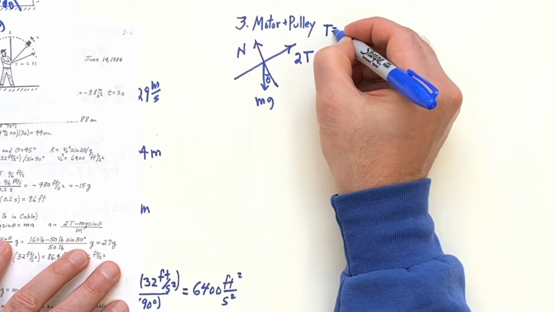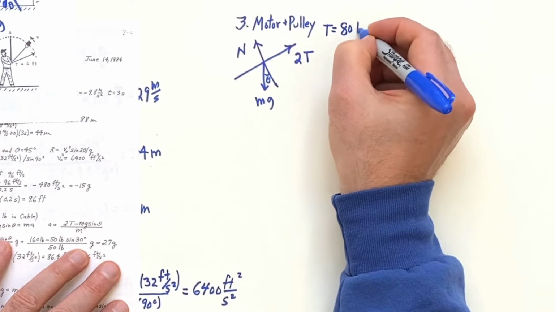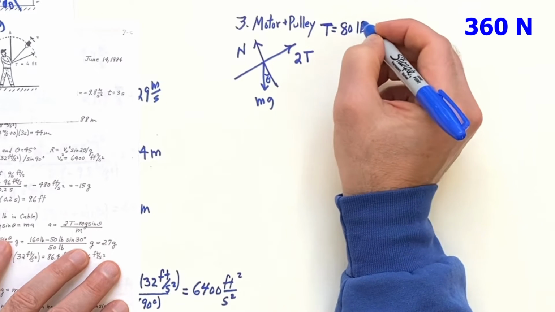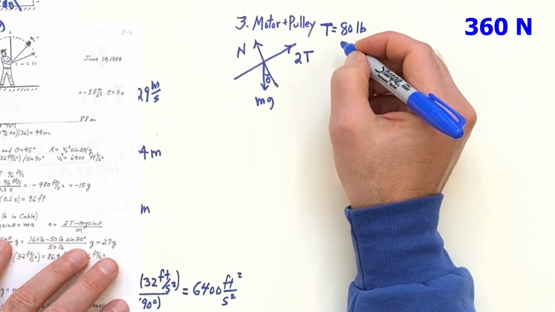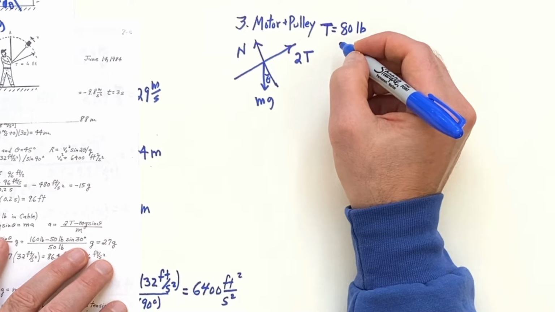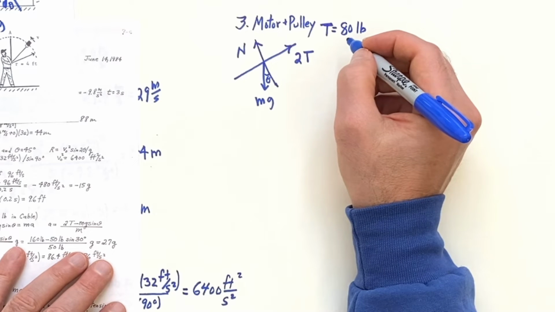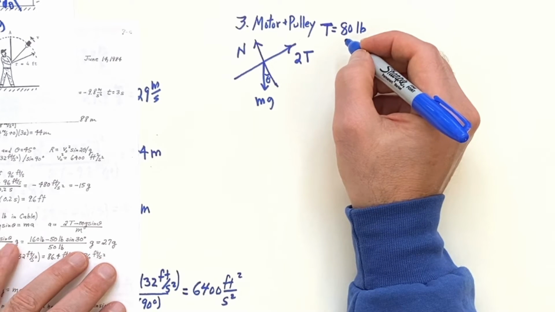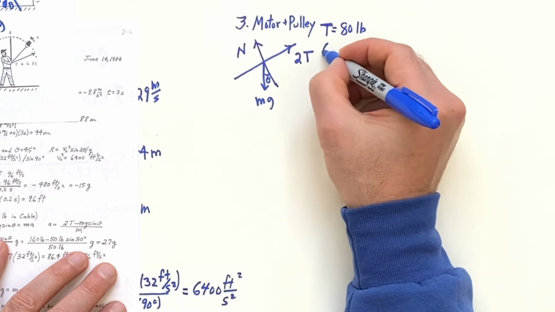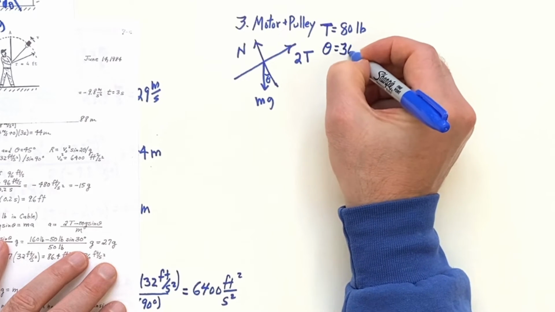So the given is T is 80 pounds. Sorry here about not using metric. Many years ago here. Today I'd be using metric. And then here we have the angle given as 30 degrees.